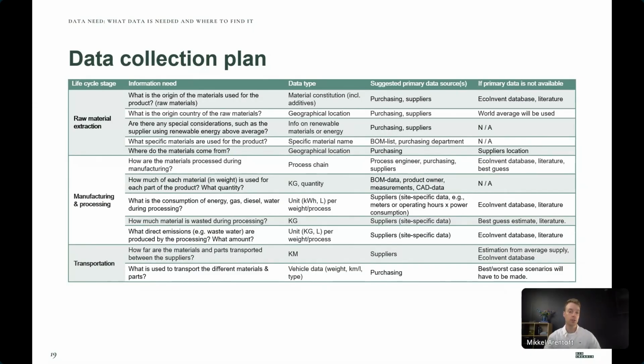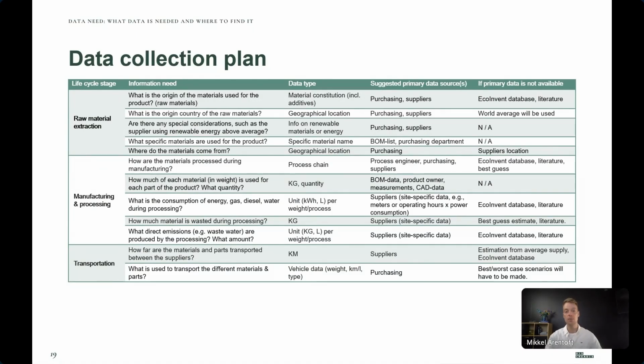For the manufacturing stage, you will need to know how the materials are processed, the quantity, the energy mix that is used during production, the waste, and so on. If you have in-house production, this data may be available to you, and you can also make direct assessments. If you're outsourcing, then you need to work closely with your supplier to get this data. It's also important to know how and also how far the materials, parts, and your products are transported in your supply chain.